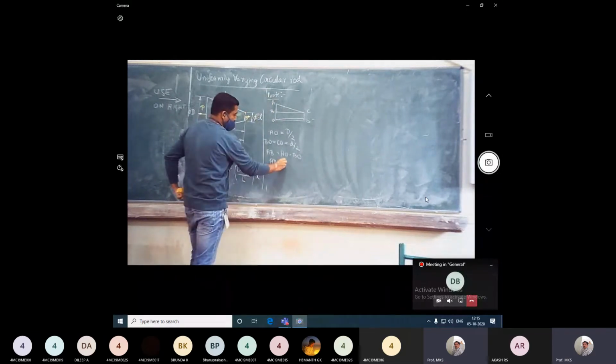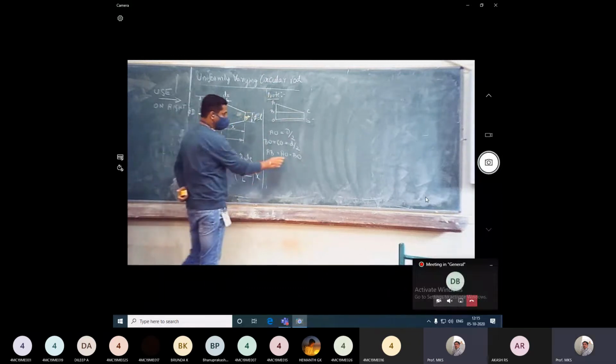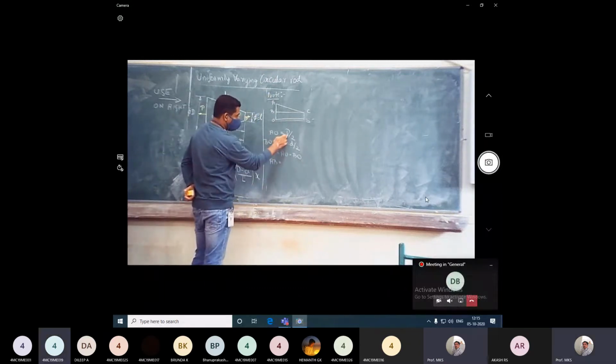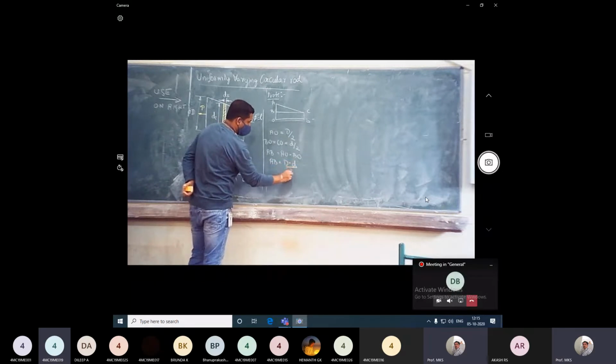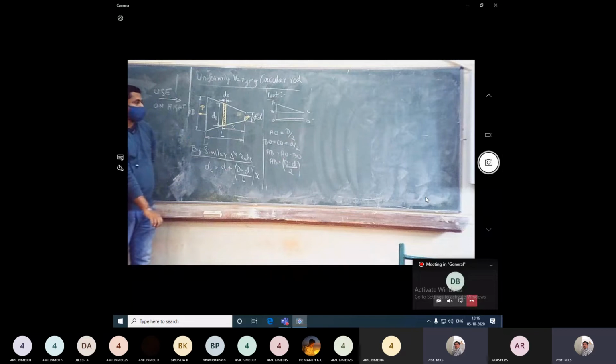So what is AB? What is AO? D by 2, and BO is d by 2. So it will be D by 2 minus d by 2. Take the LCM, it should be (D minus d) by 2, right? So that is my AB.